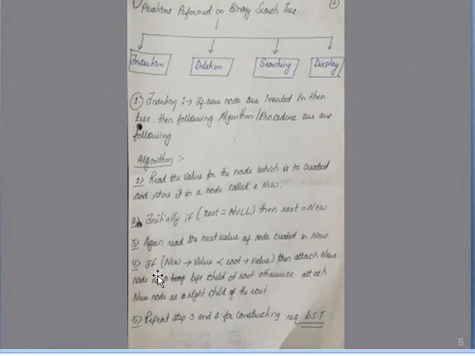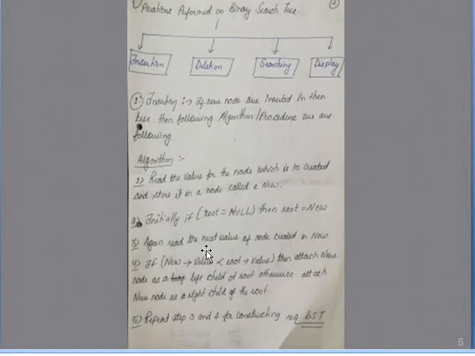After that, we check if the new value is less than the root value. If the new value is less than the root value, then we attach the new node as the left child node of the root. Otherwise, we attach the new node as the right child of the root.